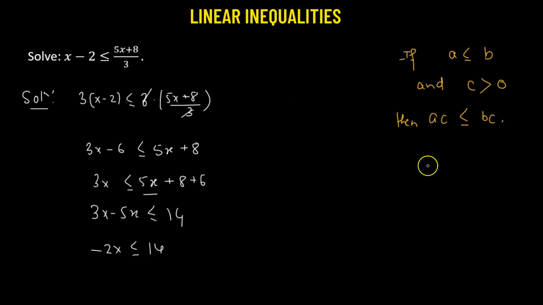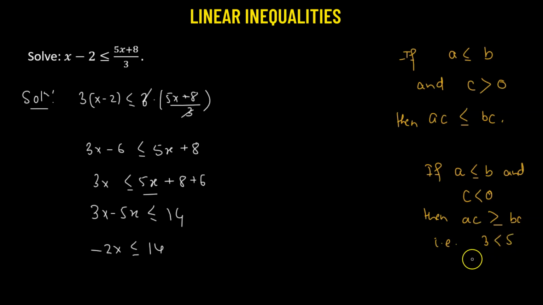Next we'll use another fact: if our number A is less than or equal to B and we have another number C which is negative, so this time C is less than 0, then when we multiply A with C and B with C, the sign of the inequality is going to change. To remember this, the best way would be, let's say we have the number 3 which is less than 5. If we multiply both sides by negative 1, we have negative 3 and negative 5, but we know that negative 3 is greater than negative 5. So you can easily check that the sign of the inequality has changed.